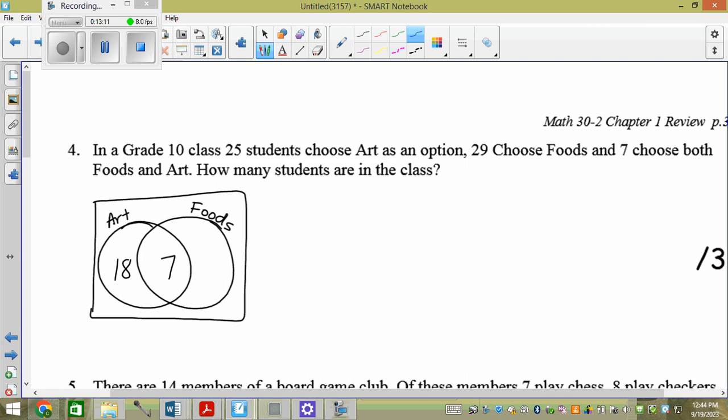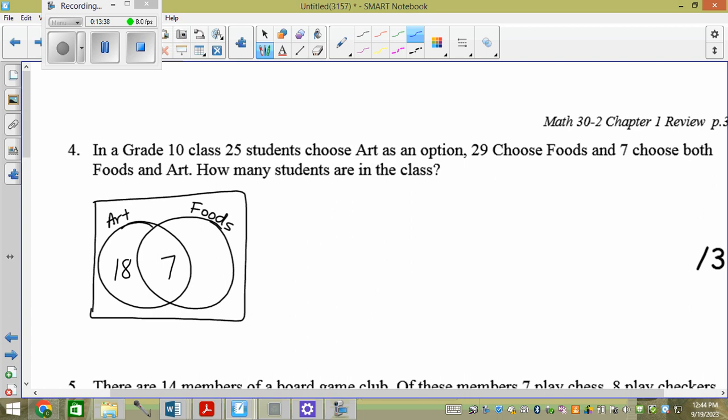If it said that 25 students chose art only, would I subtract? No. If they said 25 students chose art but not foods, would I subtract? No. It's just if it says art that I do the whole art circle. Then foods, it says 29 chose foods. Does it say foods only? Does it say foods but not art? So I have to subtract, because it's the whole food circle. There needs to be 29 in there.